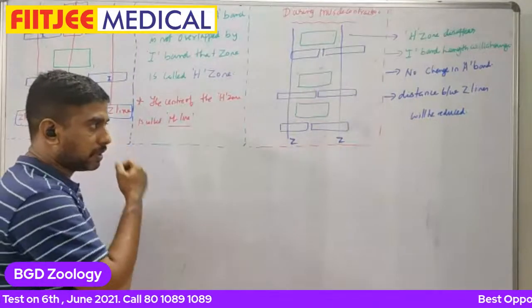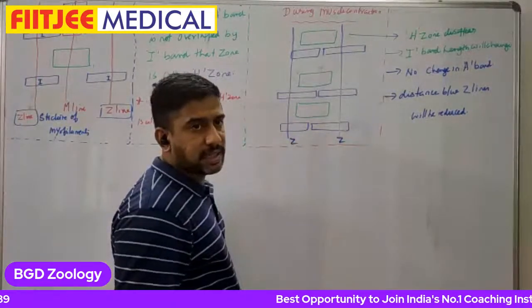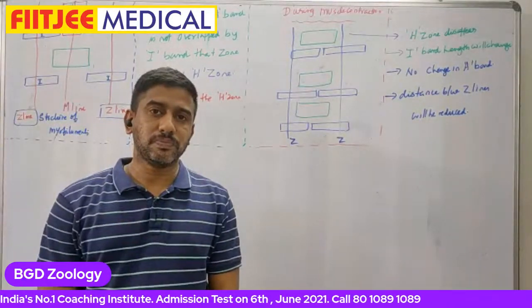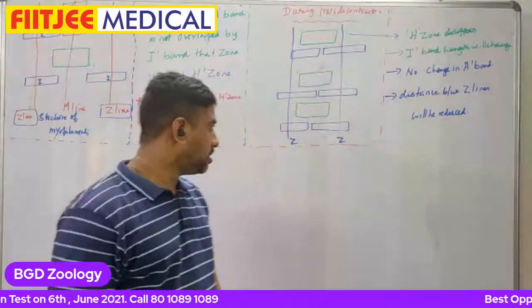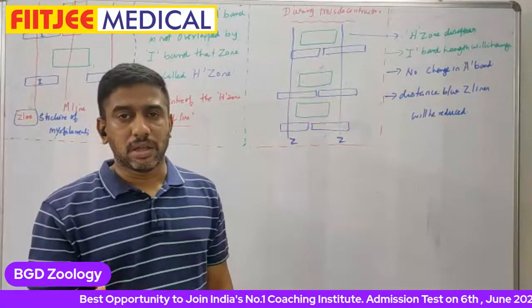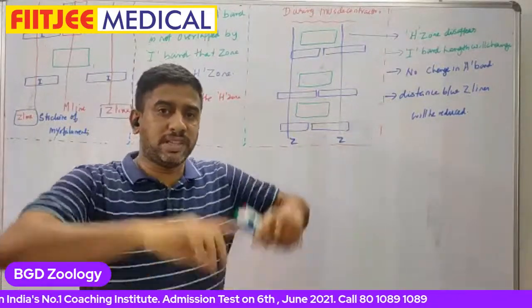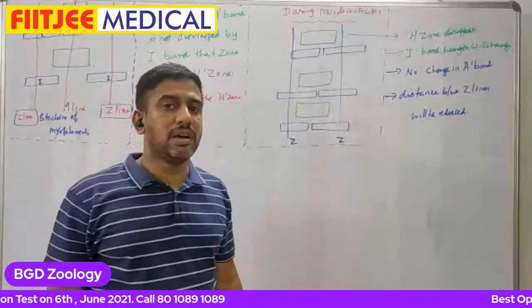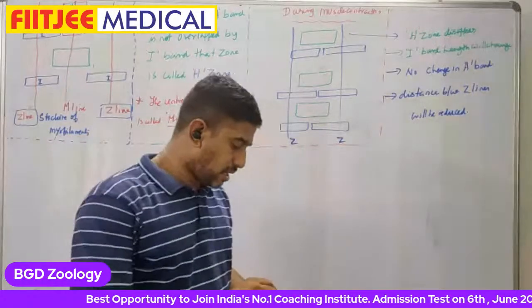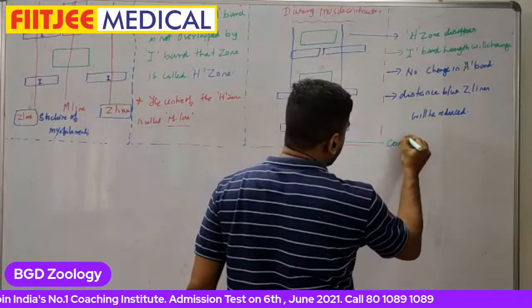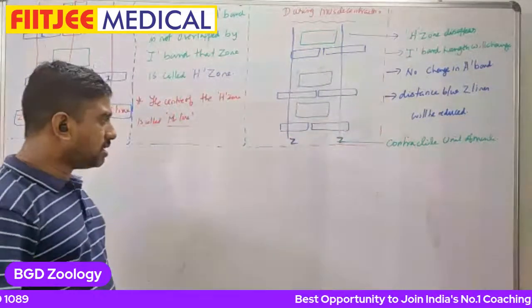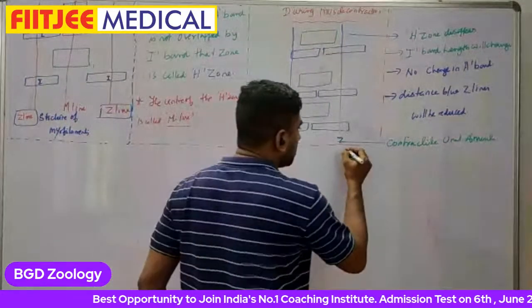So as it is happening in between the two Z lines, we can consider the distance between the two Z lines to be the one functional unit of the muscle fibers. Just imagine, the distance between the two Z lines only will bring the contraction. So many such distances between the Z lines will bring one contraction. So we can say that the distance between the two Z lines is the contractile unit of a muscle. What is that? Contractile unit of the muscles. This distance between the two Z lines, generally we call it sarcomere.